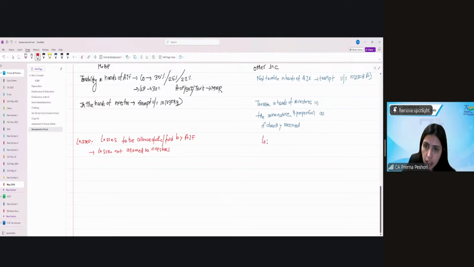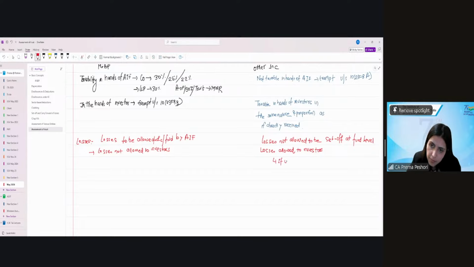So here you can write: losses not allowed to be set off at fund level. Losses allowed to the investors. But what is the condition? Units should have been held for at least greater than or equal to 12 months. Meaning if the units are held for less than 12 months, losses cannot be carried forward and set off even by the investors. Clear? Yes or no? Yes, ma'am.